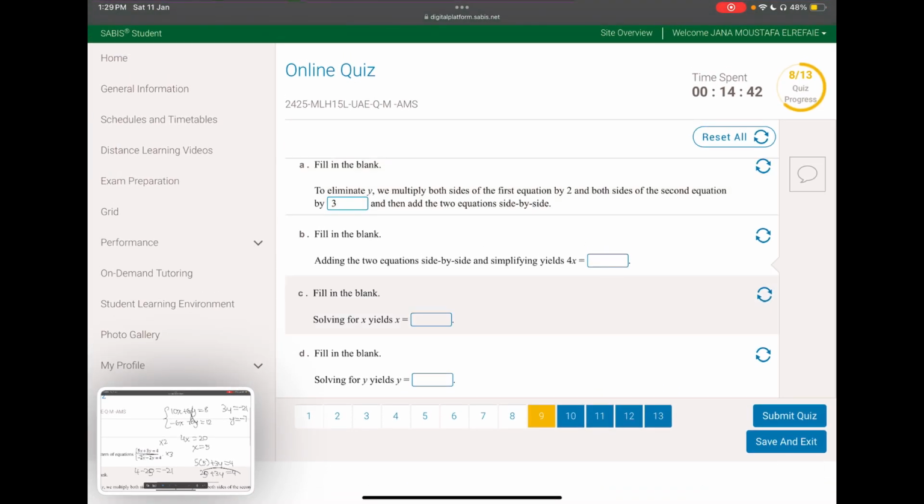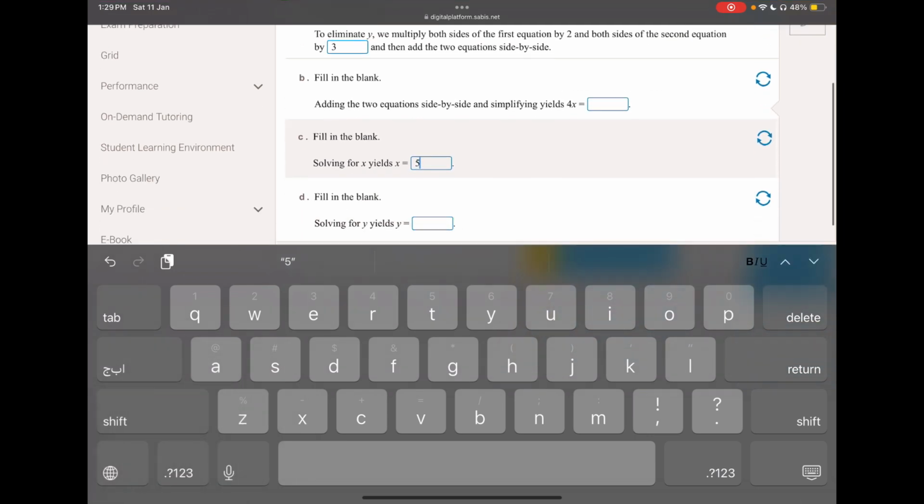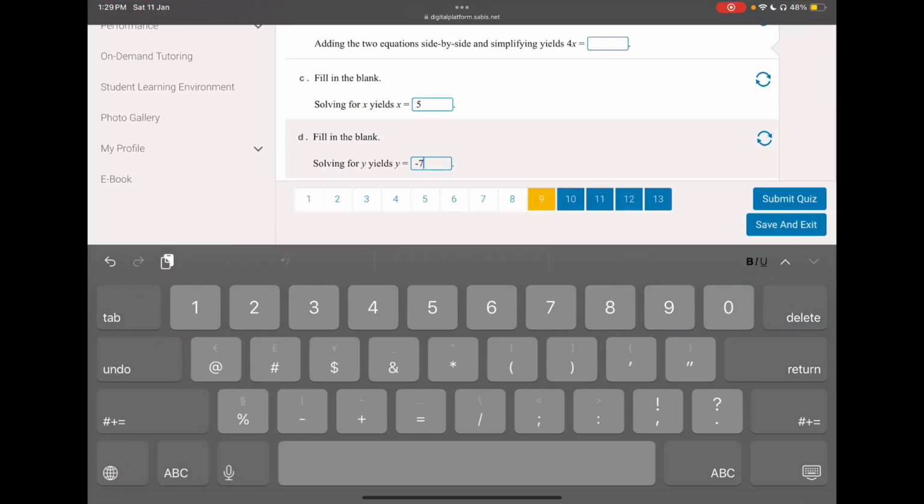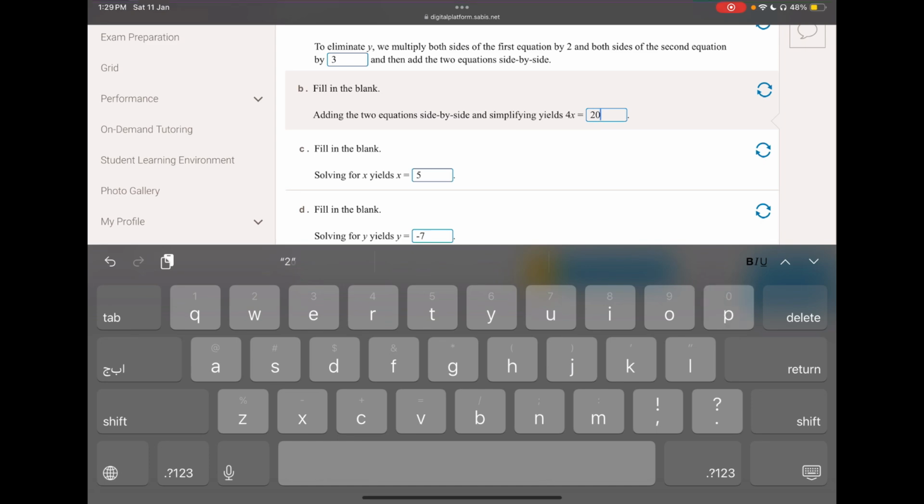So as we said, x is 5 and y is negative 7. Okay.